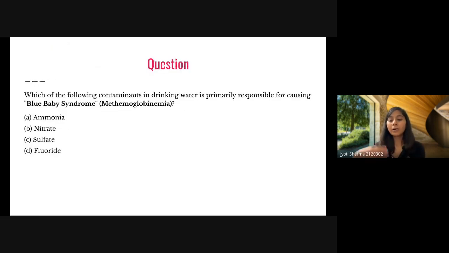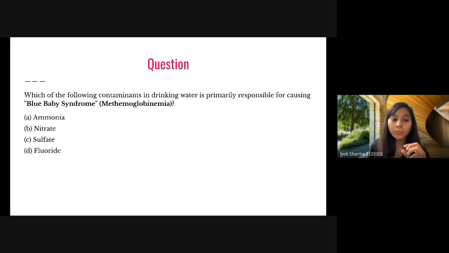Okay, we are moving very fast to another question, and this one is related to blue baby syndrome, which is methemoglobinemia. This is one kind of syndrome that happens in newborn babies because of the drinking water. So you have to tell me which contaminant in the drinking water can cause blue baby syndrome. Blue baby syndrome means you have hemoglobin, right?